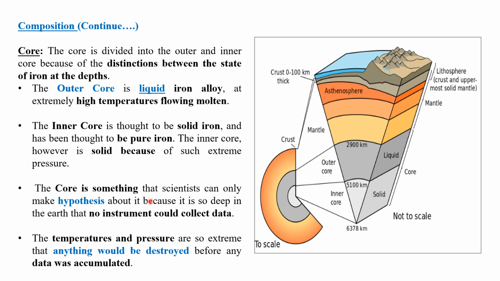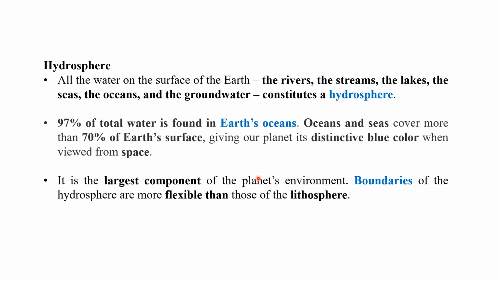The core is something that scientists can only make hypotheses about because it is so deep in the earth that no instrument could collect the data, right? The temperature and pressure are so extreme that anything would be destroyed before any data was accumulated. That is the problem. Next, we can see the hydrosphere.